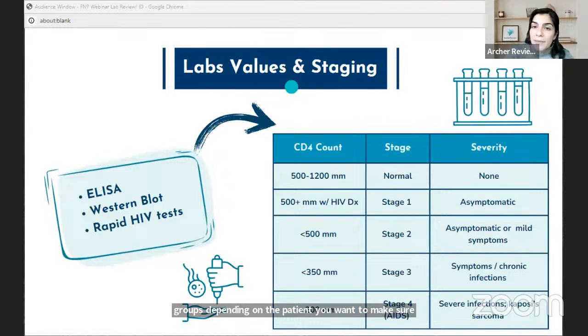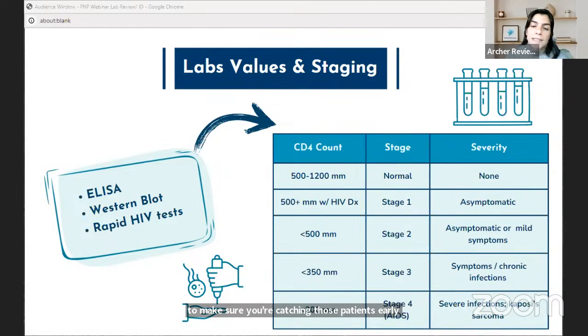The lab values that you may want to order. So how do we screen, right? So antibody tests like the ELISA are going to be our screening. So if that's positive, you want to always confirm that with the Western blot. When used in combination, the test is accurate at about 99.9% of the time. So that's a really good way to make sure you're catching those patients early.